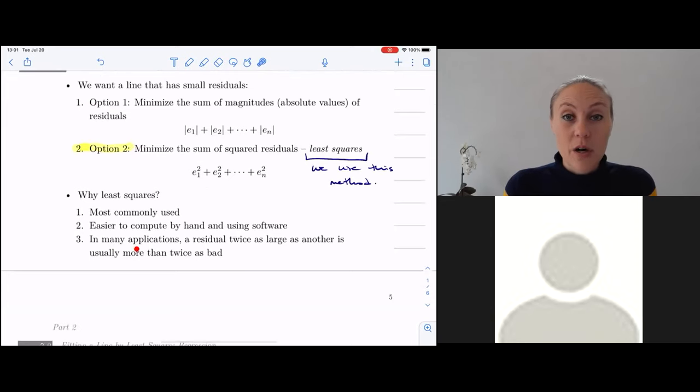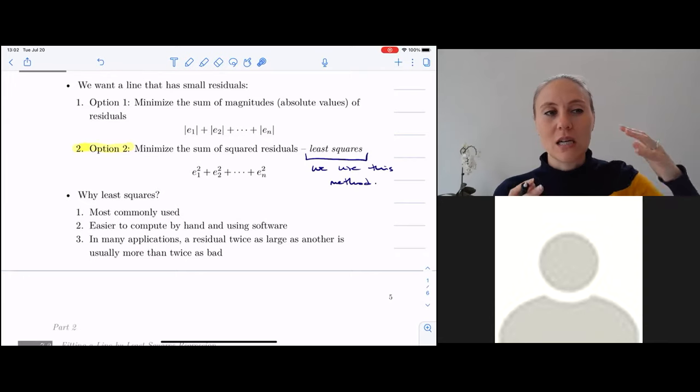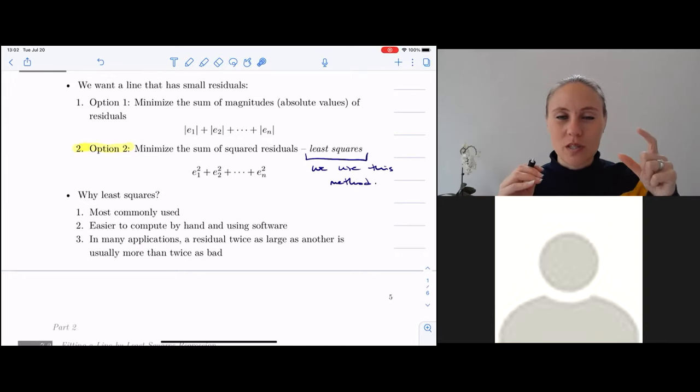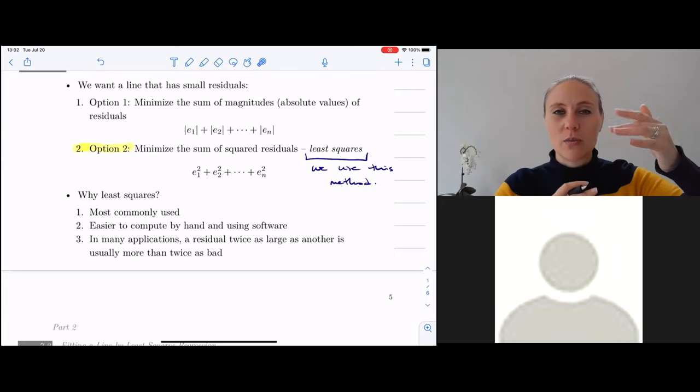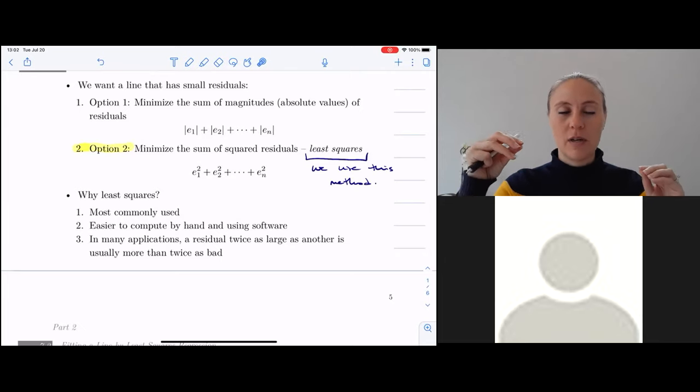And the final note is that a lot of the time, a residual twice as large as another is usually more than twice as bad. So if you think about a residual of 2, right, 2 squared would be 4, and then you think of a residual twice as large, so 4 squared is 16. So we've got this jump of 4 to 16. And notice the distance between the residuals is still 2, but the distance between the residuals squared is a lot larger. And so that's to penalize those larger residuals. So a residual of 4 has a bigger penalty than a residual of 2, right? And so that's how we get this line as close to all the points as possible.